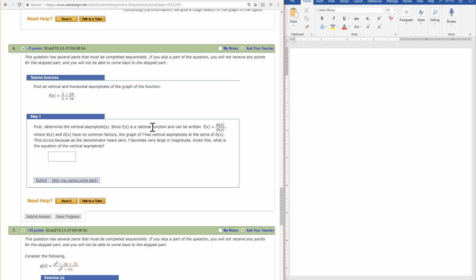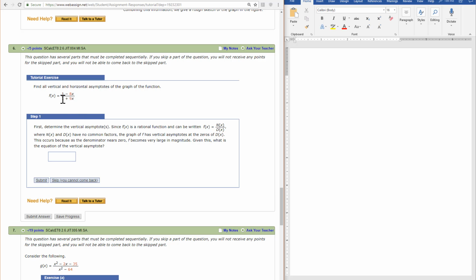Since f of x is a rational function, we can write it as a numerator n of x divided by the denominator d of x, where n and d have no common factors, because if they do have common factors, we can cancel them out. And the graph of f has vertical asymptotes when the denominator is equal to 0. When the denominator is equal to 0, f becomes very large in magnitude. Given this, what is the equation of the vertical asymptote?